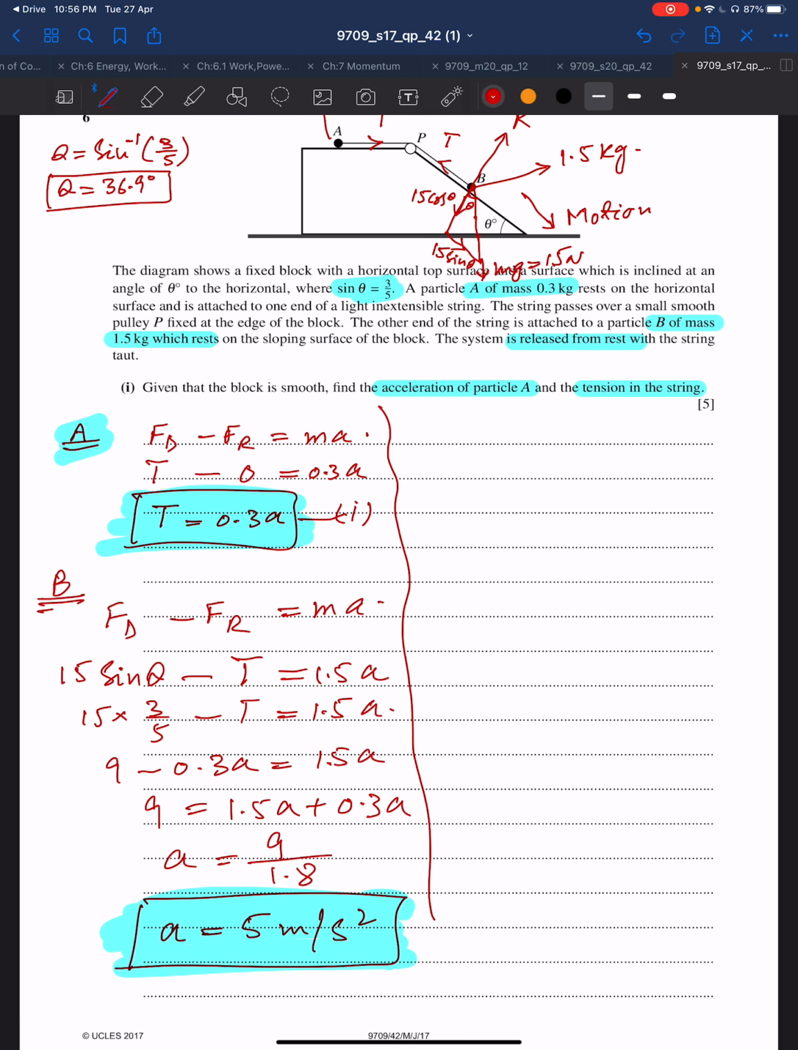Then we'll find out the tension. You know that tension from here is equal to 0.3A. So tension is equal to 0.3 times 5, and that will be tension equal to 1.5 Newton.